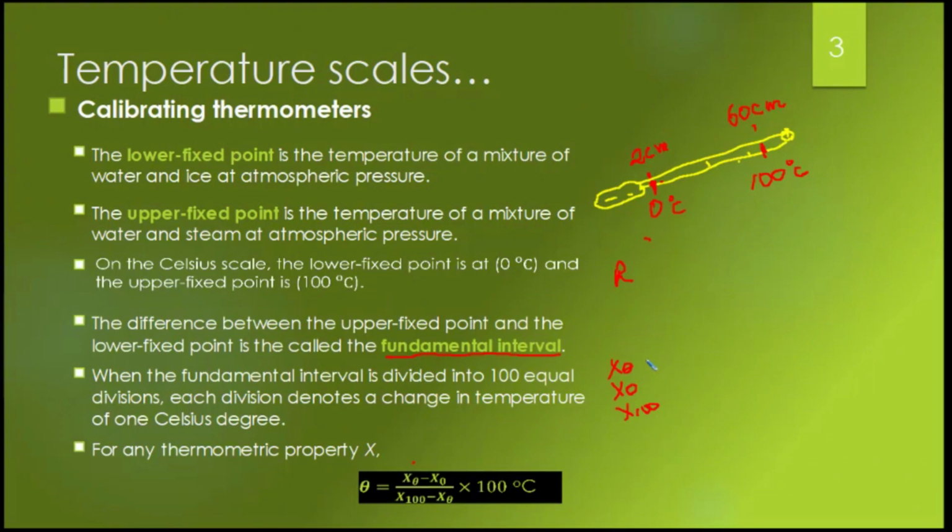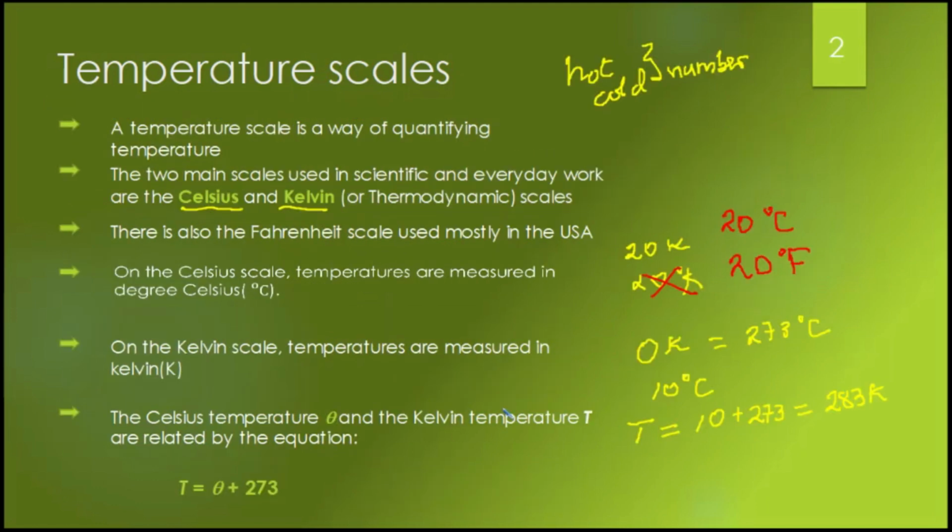So if we're using change in length, our x will be length. If we're using resistance, it will be resistance. And if we're using some other thermometric property, it will be that thermometric property.